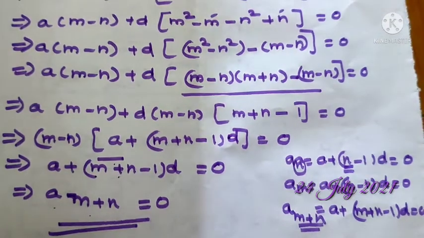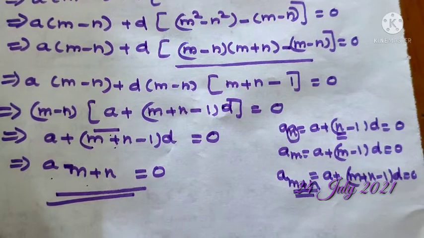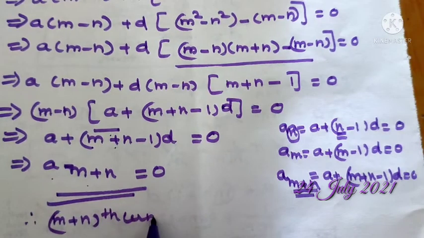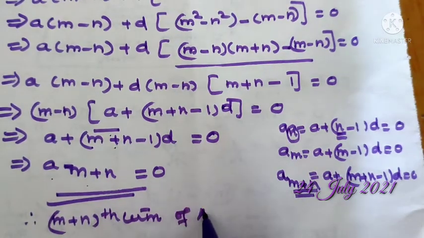So we can write that. What is the conclusion? The (m + n)th term of the AP is 0.